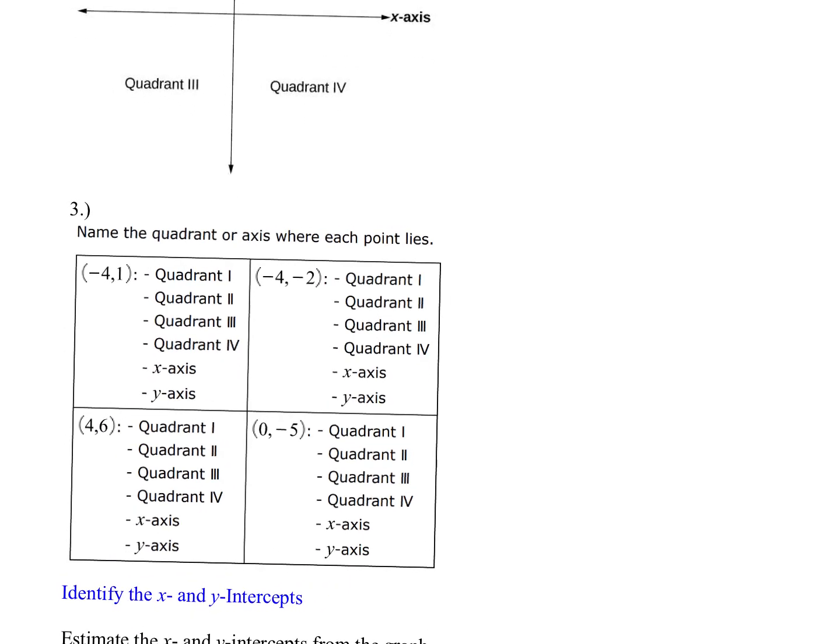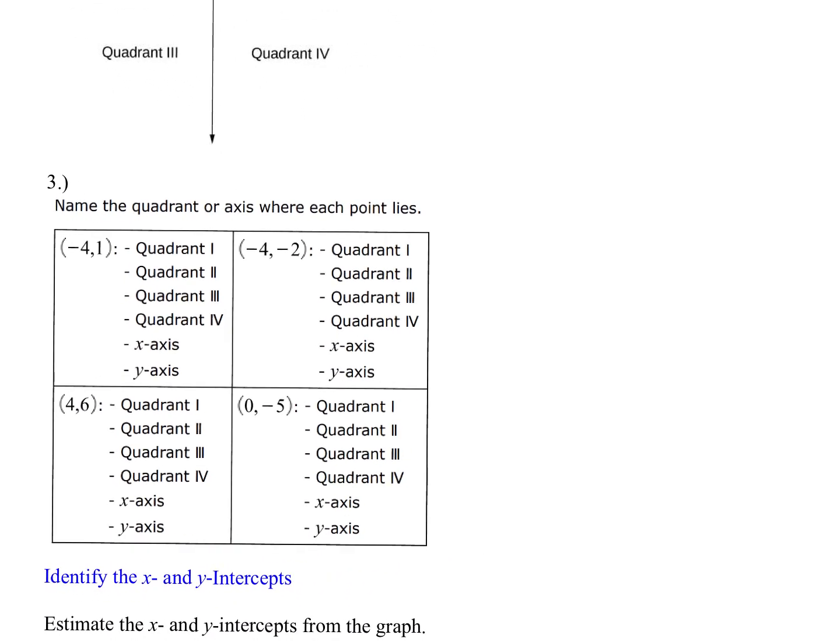I'll give you a moment to try number 3 that says name the quadrant or axis where each point lies. Okay, so I'm going to start with negative 4 comma 1. So negative 4 comma 1 would be to the left 4 and up 1. So that would be quadrant 2, because it would be about right there.